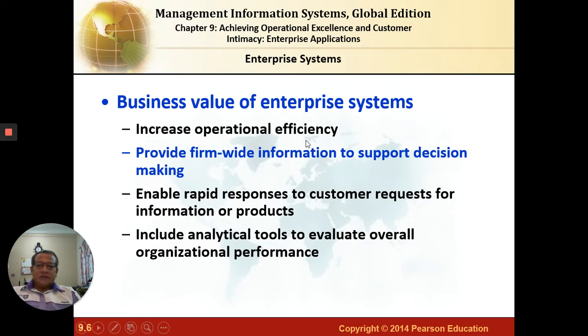So as such, the efficiency of information processing becomes faster, because with just a single data entry, all four key departments can access the same data. So it can help the managers to make better, faster, and more accurate decisions. At the same time, customers will have a faster response in terms of their product order.